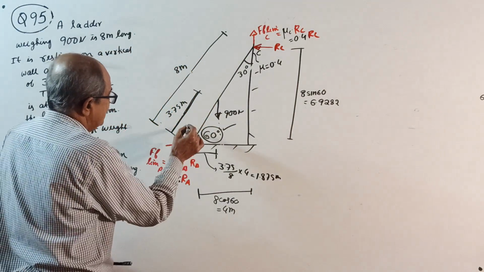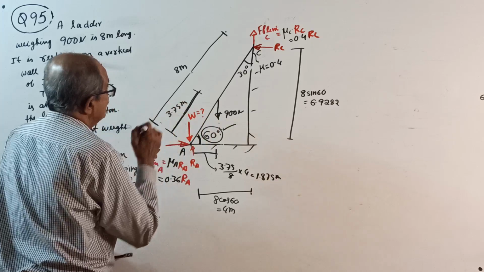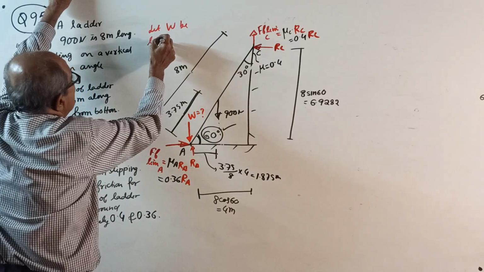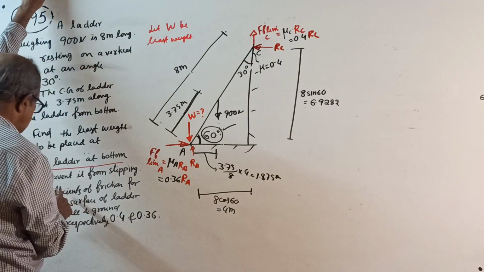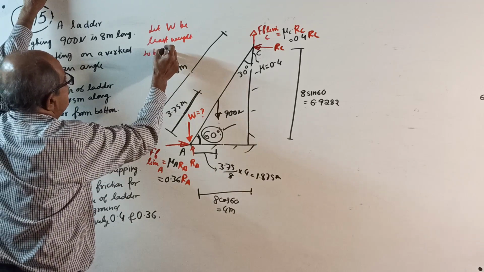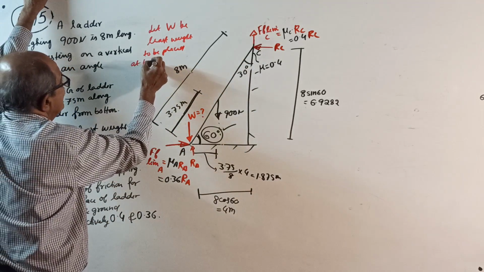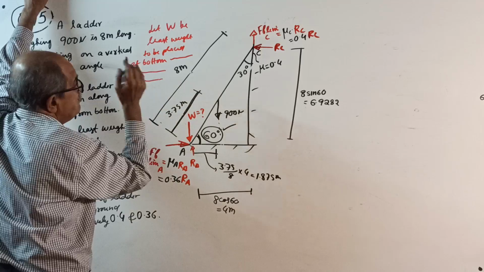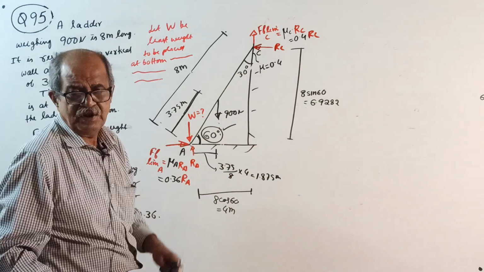They are asking, what is the least weight? You call it W. Let W be the least weight required. Least weight to be placed where? Here at the bottom of the ladder, to prevent the ladder from slipping. Write all this statement. Everything is ready. Now you can go for calculation.